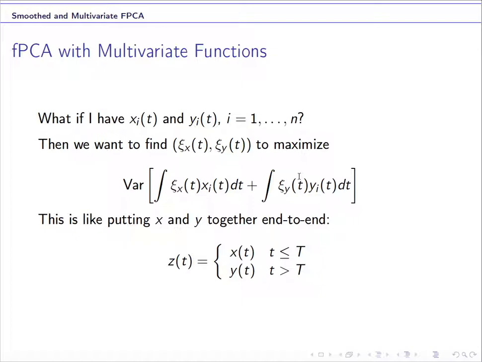So if you have x_i(t) and you have y_i(t), they may not be connected. They may be disconnected, right? So you just put them together, each in their own domains. You treat the whole thing as one function, and this may be discontinuous here. It's fine. If they have the same domain for x and y, yes.